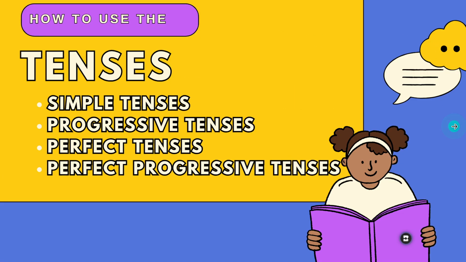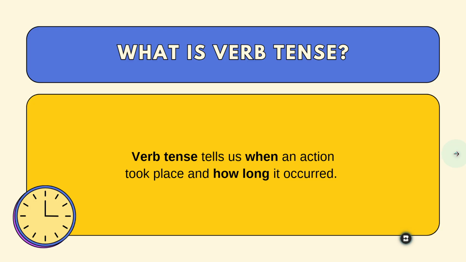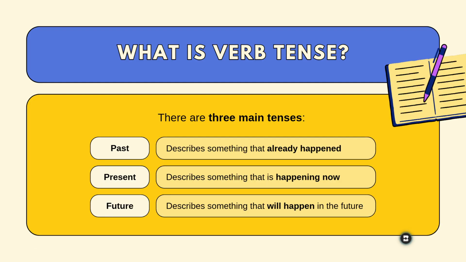Since this is my first ever video, I am going to start with the most important topic, tenses. There are 12 tenses, and today we are going to learn about simple tense. So, first of all, what is a verb tense? Verb tenses help us to understand when the action took place and for how long. There are three main tenses which you might know for sure, which are past, present, and future.